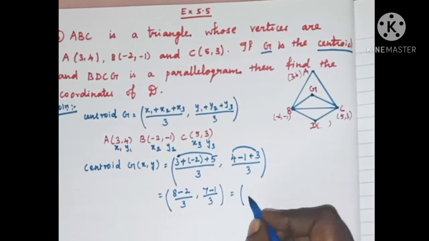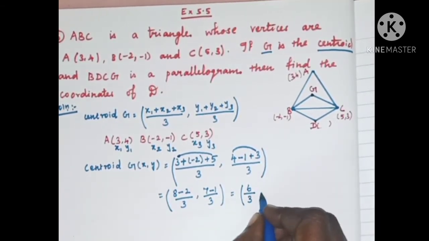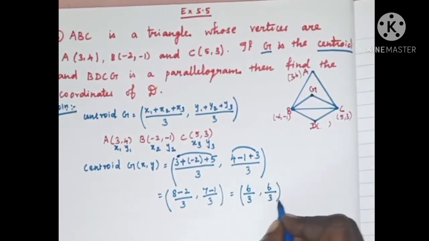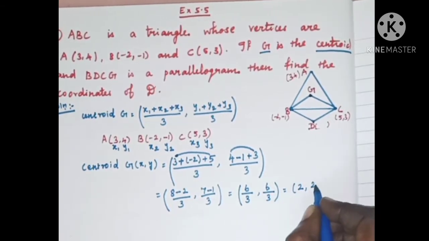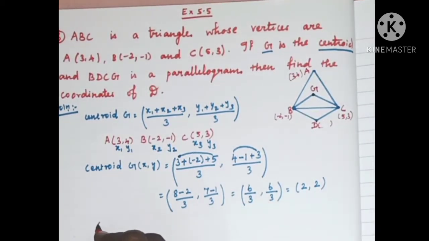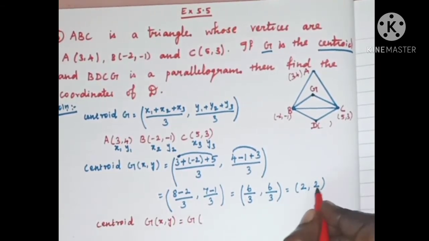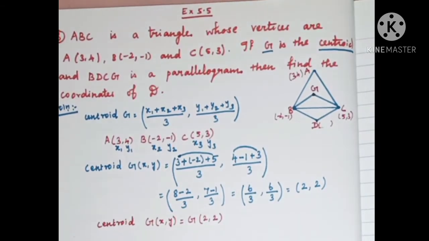So this is equal to 8 minus 2 is 6, 6 divided by 3, comma, 7 minus 1 is again 6, divided by 3. So 6 by 3 is 2, and again 6 by 3 is 2. Now we found the coordinates of centroid G. The coordinates of centroid G, x comma y, are (2, 2). This is the coordinate of the centroid.